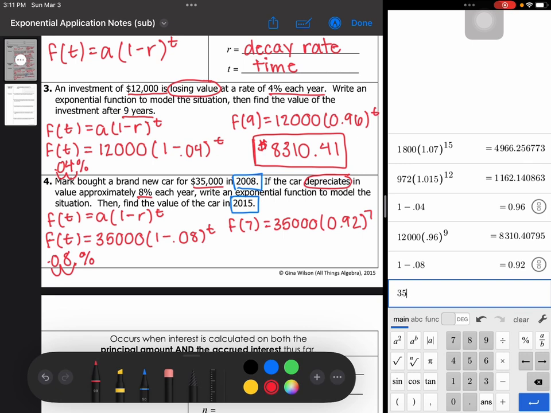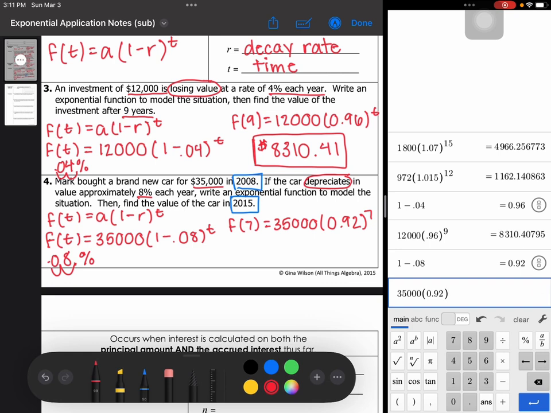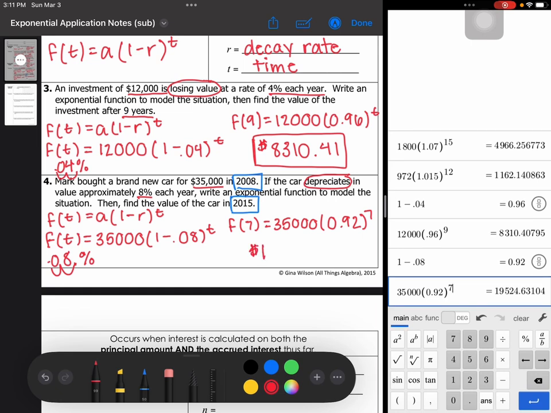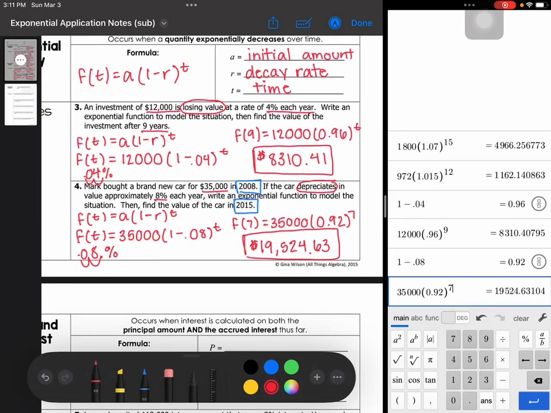So 35,000 times 0.92 to the 7th power. Again, since we're talking about money or a value here, we would say we're rounding to the nearest cent. So $19,524.63. Okay, so over 7 years, this car lost a pretty significant chunk, almost $16,000 in value.